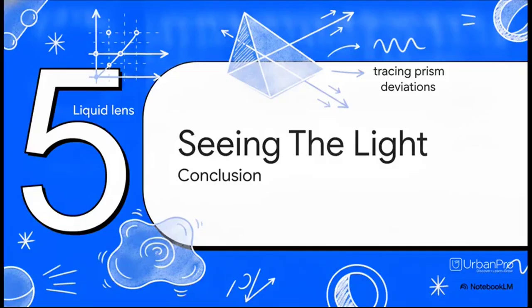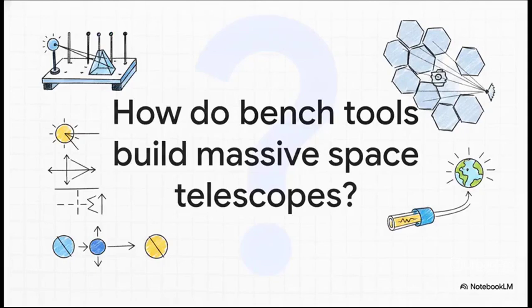Section 5. Seeing the light. Time for our conclusion. So, through graphing intercepts, finding intersections on UV hyperbolas, building those liquid lenses, and tracking prism deviations, we have successfully mapped out the totally invisible behavior of light.